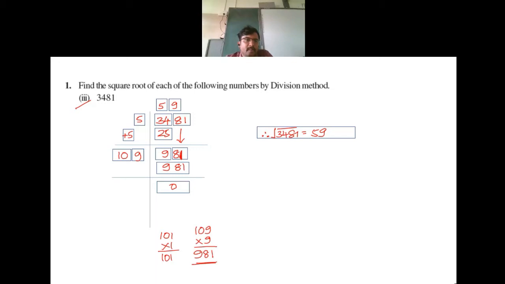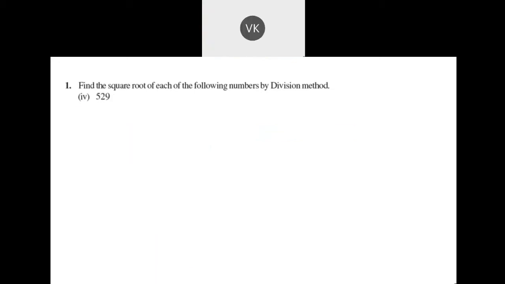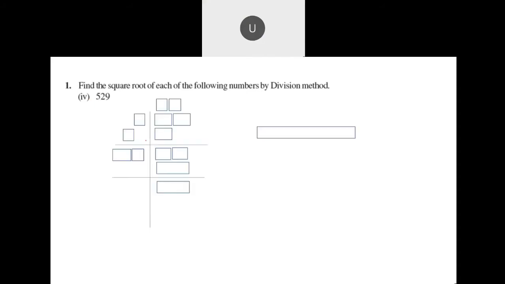Understood? Yes, sir. Now if you solve the next one on your own, you will be able to tell it. Now over to you. 23, sir. Which are the groups here? Sir, 29 is one group. Correct. Very good. 29 should be written.